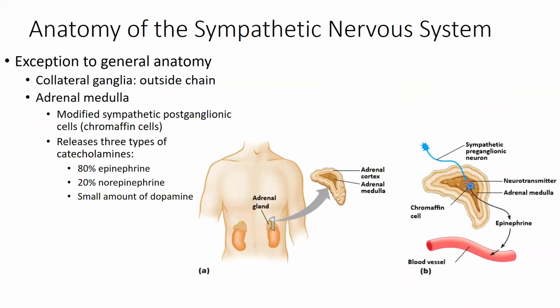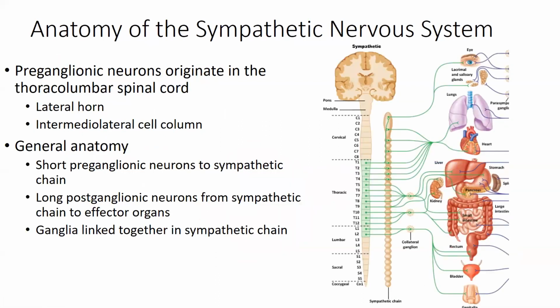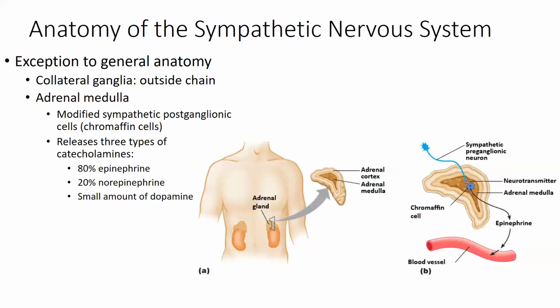Now, let's look at the route of communication between the spinal cord and that effector tissue. So what we just described was the general anatomy of the sympathetic nervous system, right? We have fibers leaving from T1 to L2, synapsing onto the sympathetic chain, and then that second neuron synapsing onto the effector tissue. Now, there are two exceptions to that general anatomy. We can have fibers leave the spinal cord, and then they can synapse onto a ganglia that is not a part of the sympathetic chain.